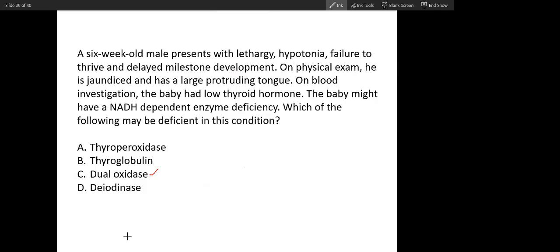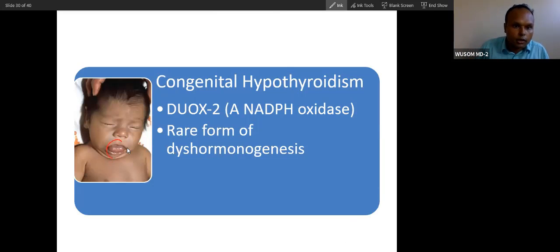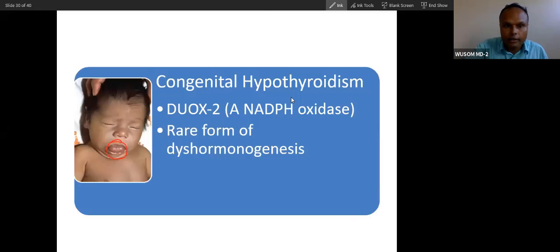Yes, sir. Okay. If you have understood, you can say this is the patient. You can see the protruding tongue here, and you can see delayed milestone development. If thyroid hormone is not synthesized, the patient with low thyroid hormone has cretinism. So in such a patient you see a protruding tongue, delayed growth, and delayed mental development. Everything is delayed because of low thyroid hormone, thyroxine. This is called congenital hypothyroidism, and it happens because of this enzyme. Very rare.